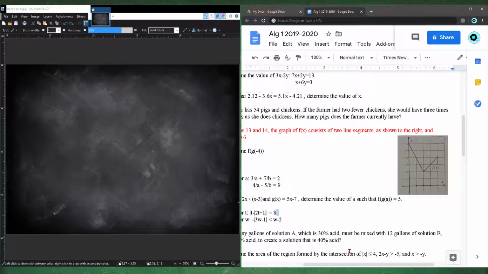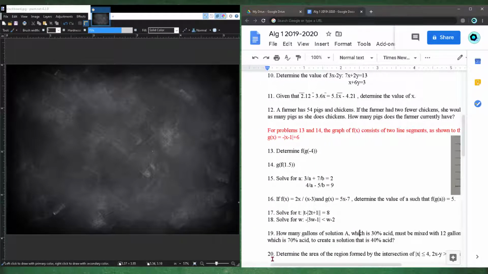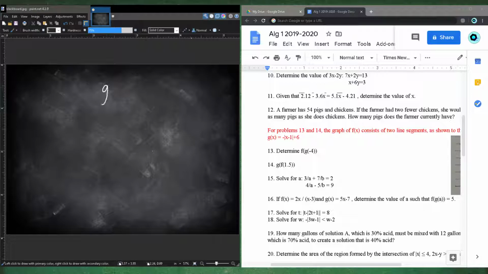Okay. Hope that's easier to look at now. But let's kind of look at this question first. So we have number 14. So g of f of 1.5. Okay, so we need to find f of 1.5 first.